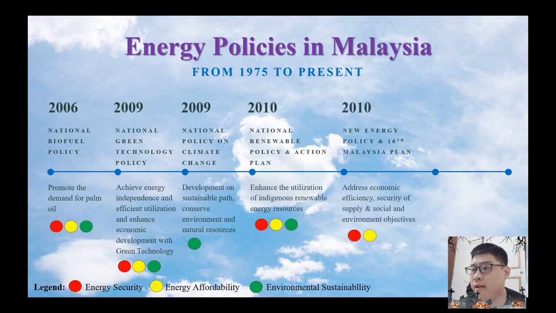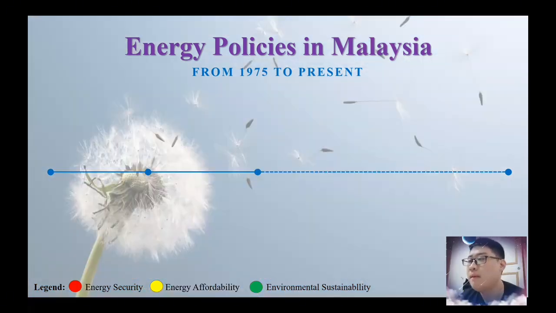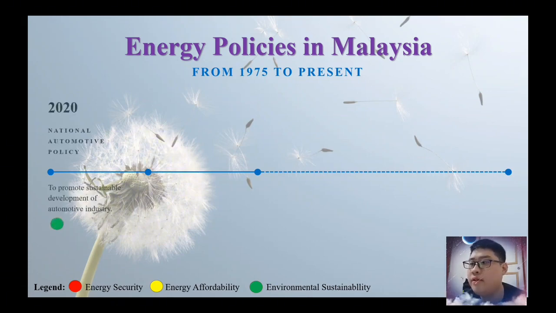New energy policy under the 10th Malaysian Plan addresses economic efficiency, security of supply, and social and environmental objectives. National Energy Efficiency Policy 2015 aims for sustainable development, increased welfare, and competitiveness via efficient energy use and waste reduction. Furthermore, National Automotive Policy 2020 promotes sustainable development of the automotive industry.